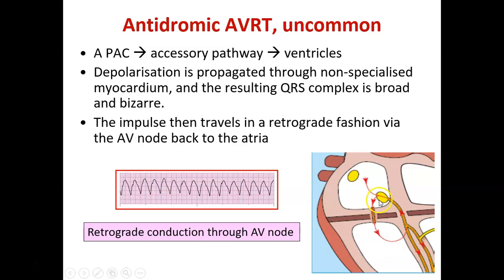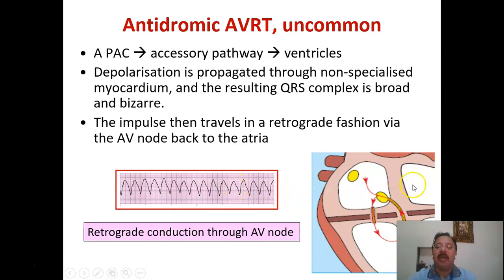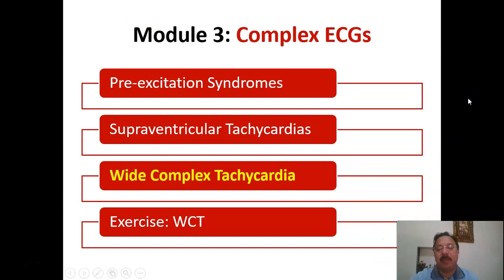But the important thing is, although this impulse is generated from the atria, the ECG complexes are wide because the impulse goes through the accessory pathways, and then in the ventricles it causes the excitation of the non-specialized myocardial tissue and then goes back and makes a loop. So you will get the wide complex tachycardia, and this is difficult to differentiate from the ventricular tachycardia. So now we'll talk about the wide complex tachycardias.